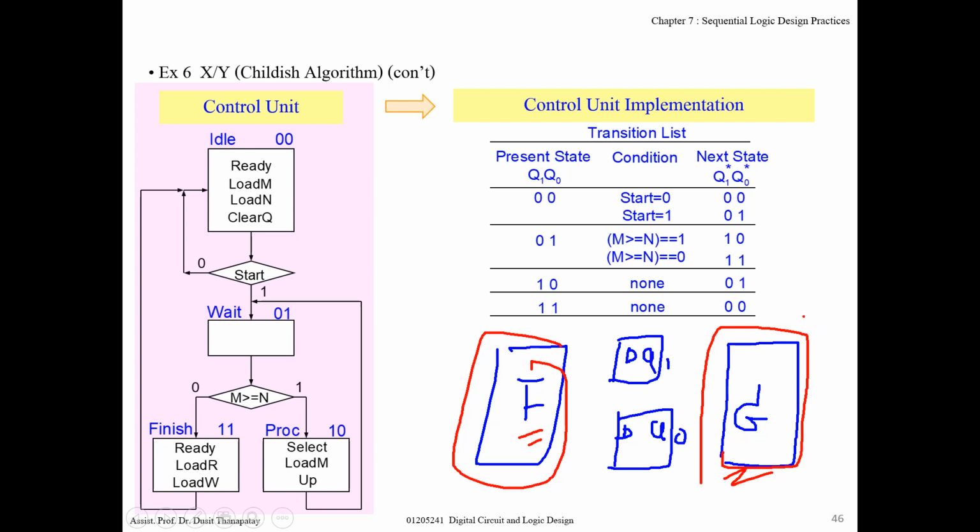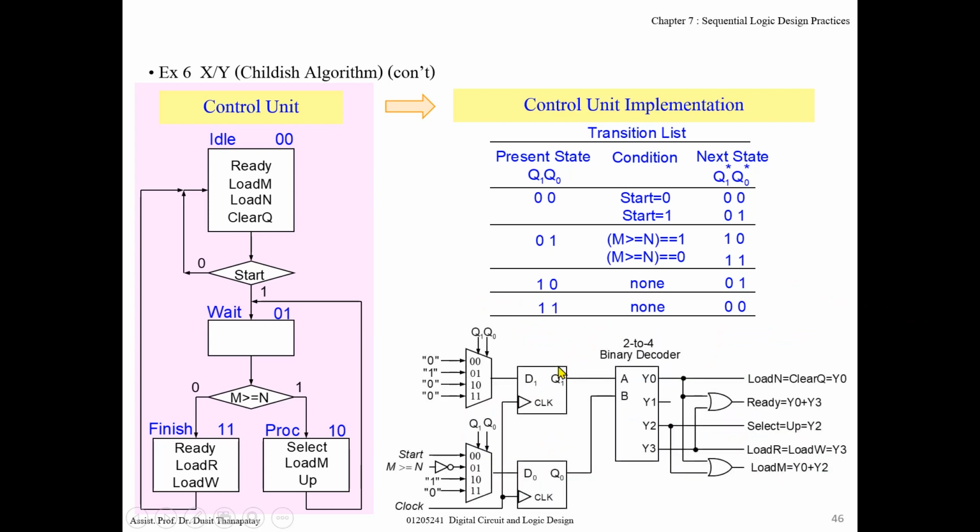You already know that any combinational circuit can be designed by using a decoder and a multiplexer. Okay, for Q1, Q0, let's design circuit G first. For circuit G, the output of the control unit is what? This one, right? This is the output from the control unit.